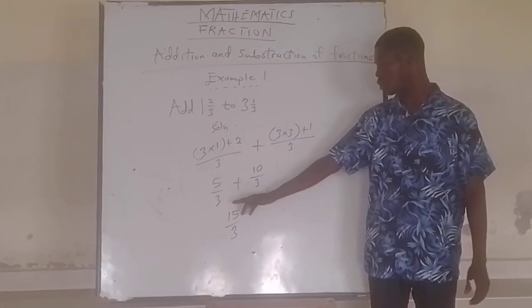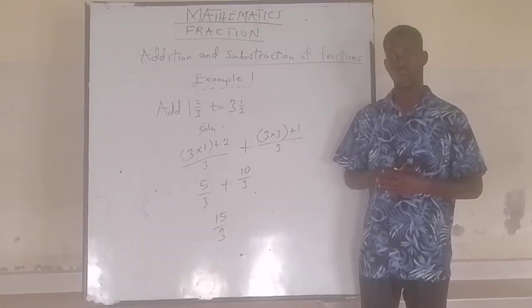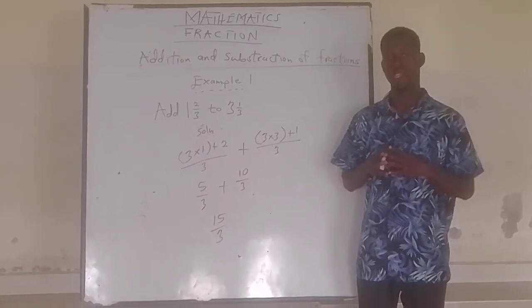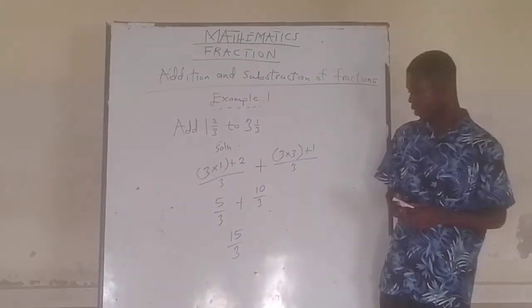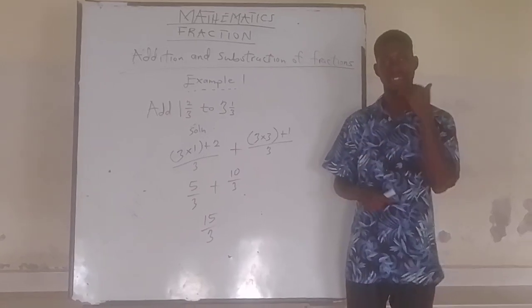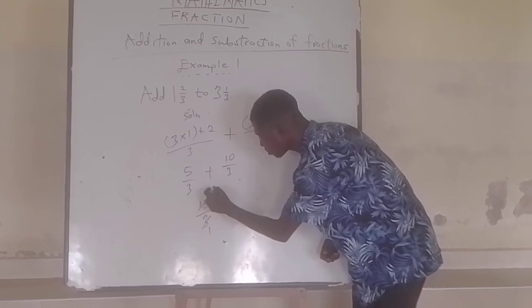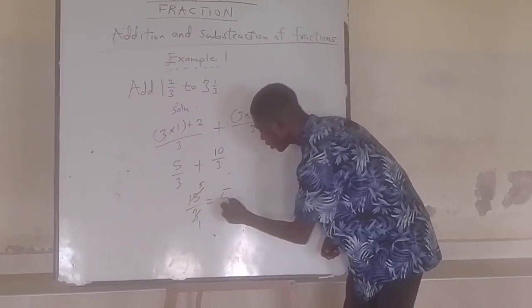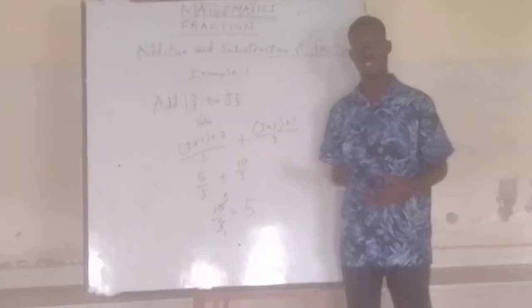The denominators, you don't add them, you just choose one of them because they have the same denominator. So you get 15 over 3. Then you can see that 3 goes into 15 five times. The whole number is 5 for this solution.